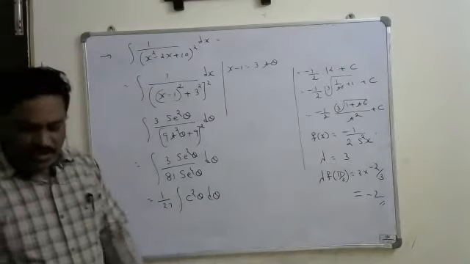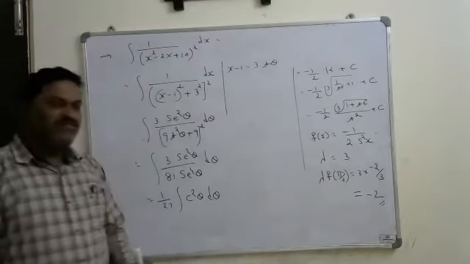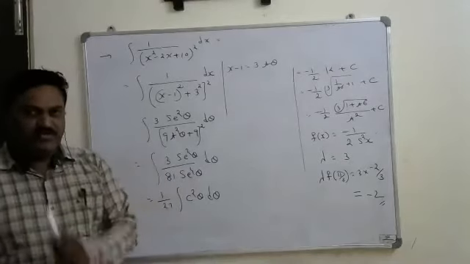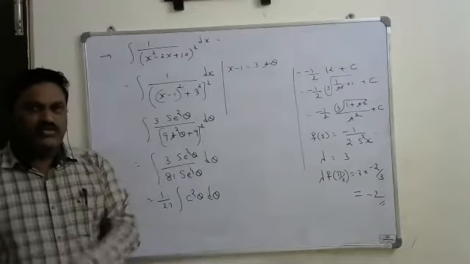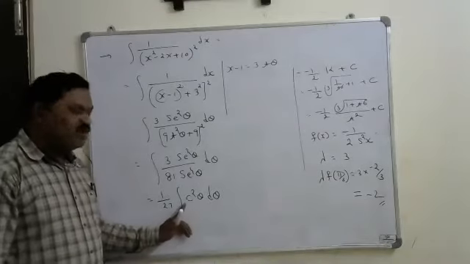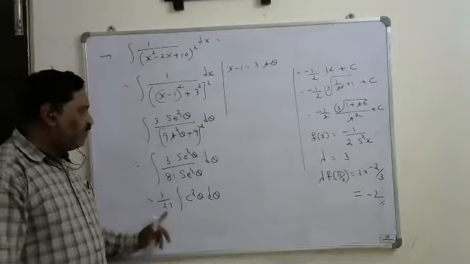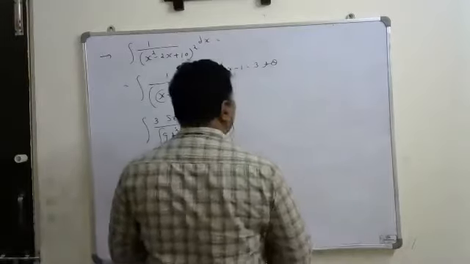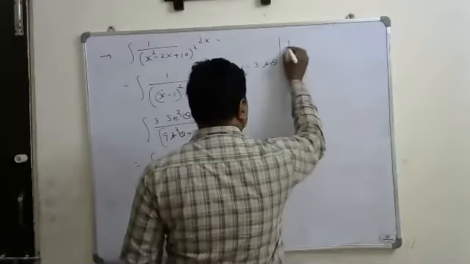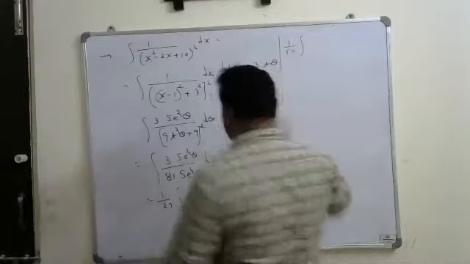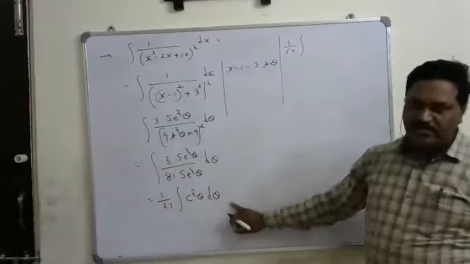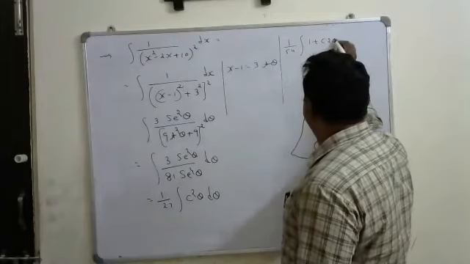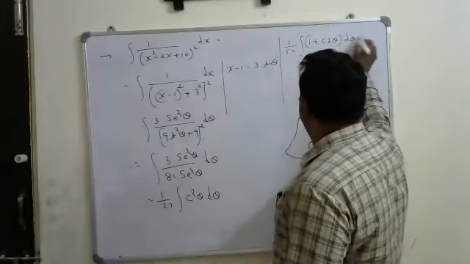Now from trigonometry we know the formula: 2 cos square theta is 1 plus cos 2 theta. So here we want the 2 which is not there, so multiply and divide by 2. Now this is 1 by 54 integral 2 cos square theta d theta. 2 cos square theta, we can write 1 plus cos 2 theta d theta. Like that we can write it.